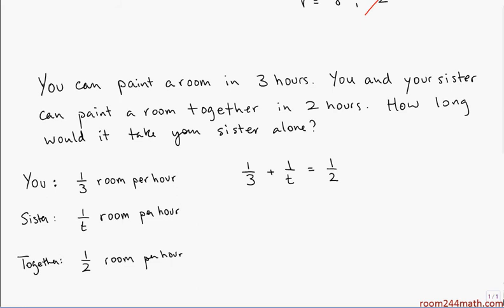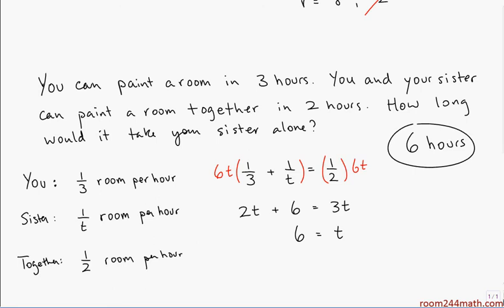So that's a straightforward rational equation. There's a common denominator of 6t. So if we multiply both sides of this equation by 6t, on the left, when we multiply 6t by 1/3, we get 2t. Then when you multiply 6t by 1 over t, the t's cancel and you get 6. And then on the right, when you multiply a half by 6t, you get 3t. And that's a pretty straightforward equation to solve. We can subtract 2t from both sides, and we have our answer. t is equal to 6. In other words, your sister alone is going to take 6 hours.